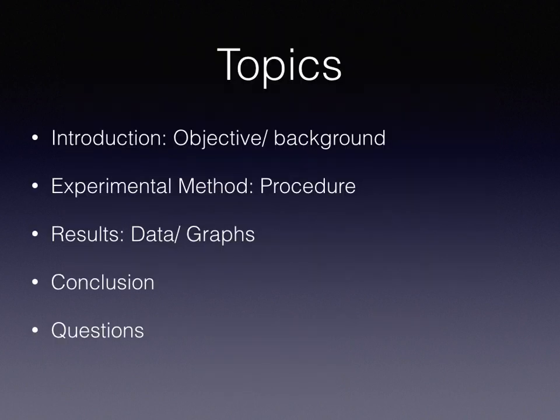Okay, so here's a list of all the topics I'll be discussing today. First, I will give a little introduction that describes the background and overall objective of this experiment. Next, I will discuss the experimental method we used for this lab. This goes over things such as procedure. Last, I will talk about the data we conducted, the graphs we displayed, and a conclusion, talking about what these numbers mean.